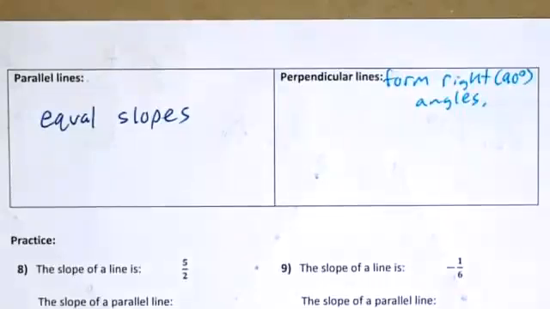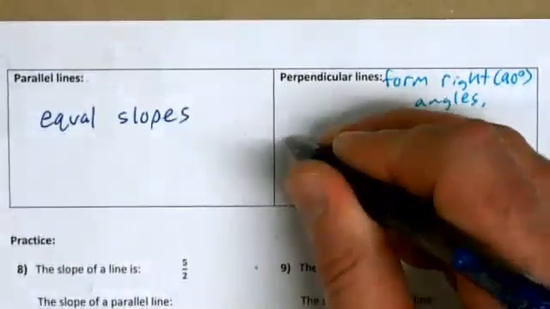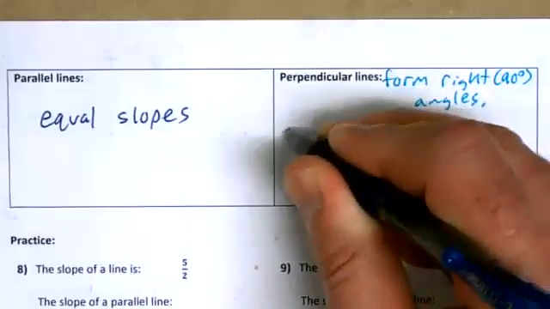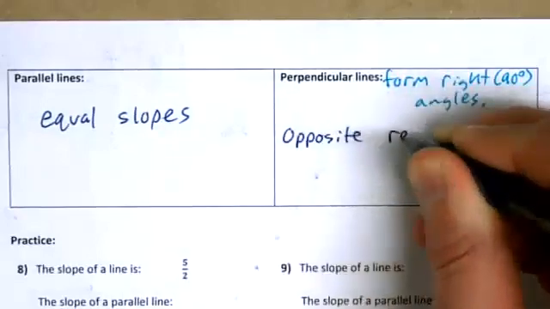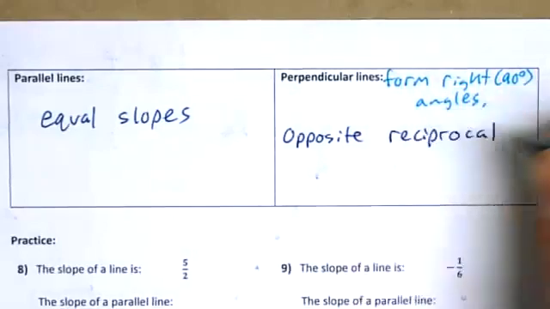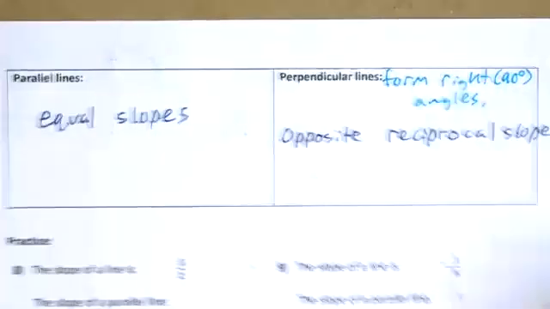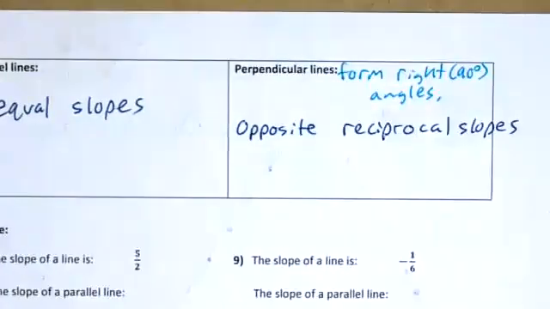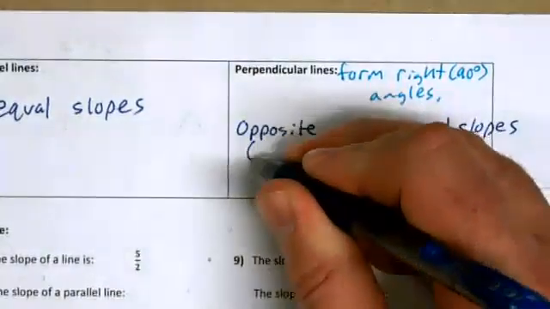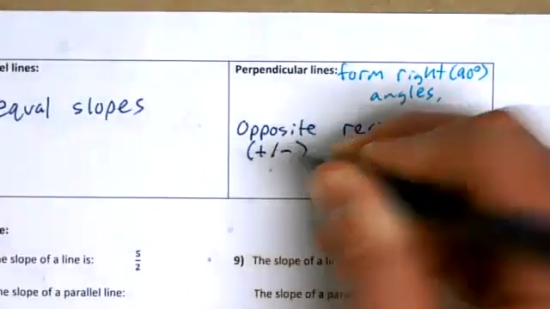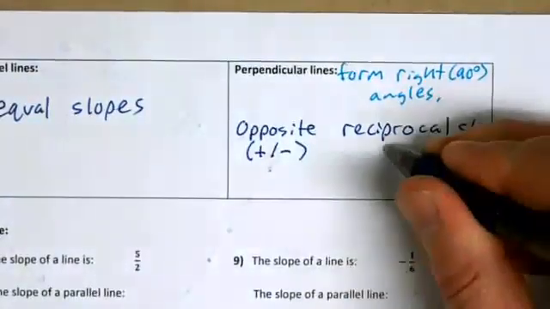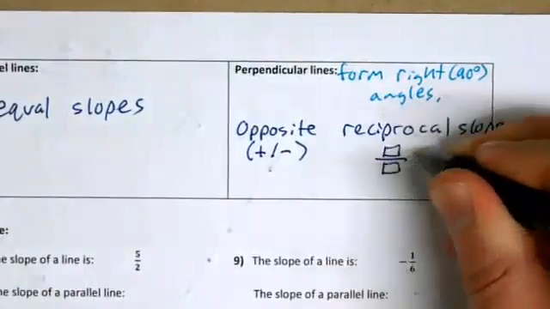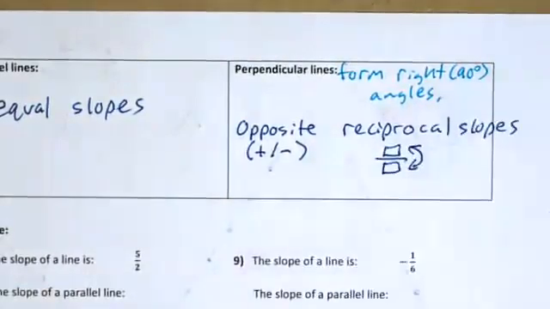For our purpose today, we want to talk about the slopes, and this is a wonderful math term. Perpendicular lines have opposite, reciprocal slopes. Opposite, reciprocal slopes. When we say opposite in math, we are typically talking about positive or negative. And when we say reciprocal, we're talking about taking a fraction and flipping it on its head.